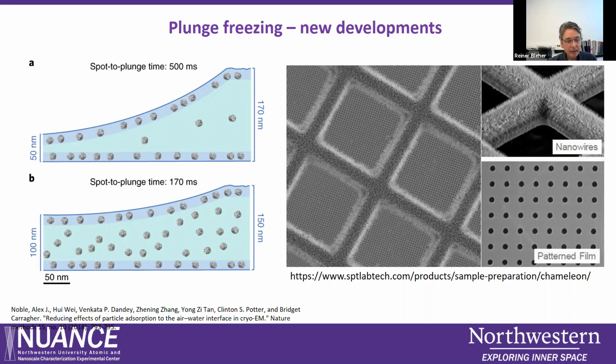And this led to the idea that only such a small amount of sample should be applied to a grid that no blotting step is necessary. And for this purpose, a self-blotting grid was developed. It is a mesh grid covered with a patterned film, and the surface of the grid bars is covered with nanowires, and these nanowires provide the blotting function.